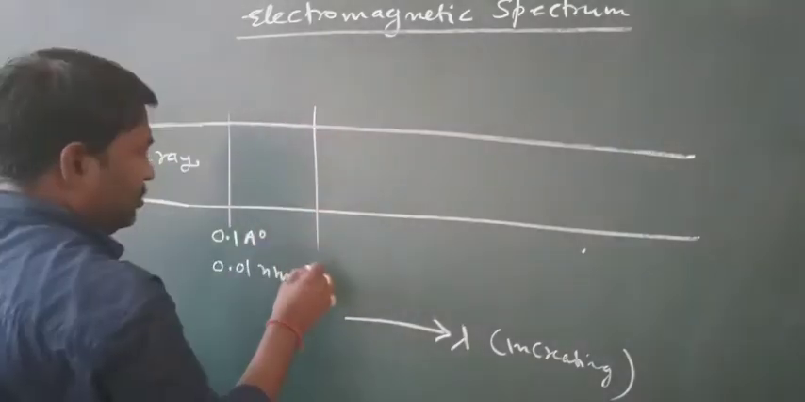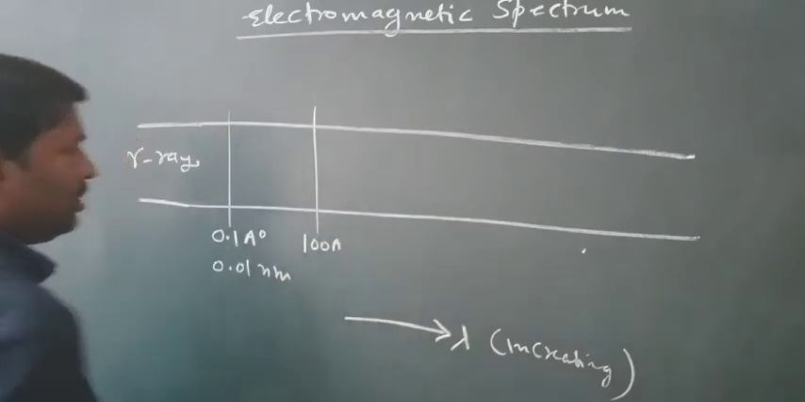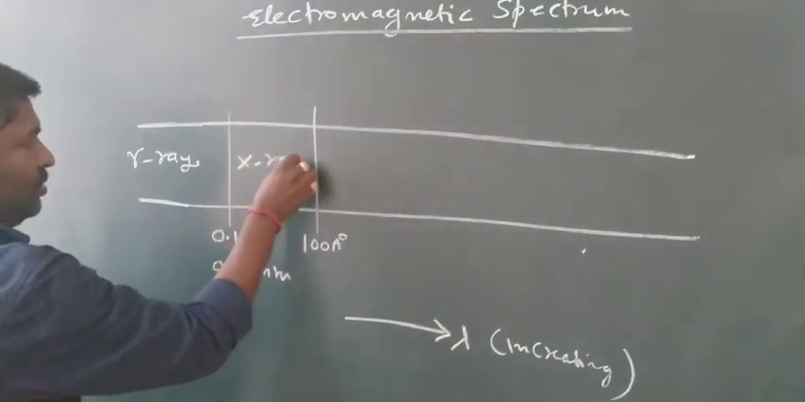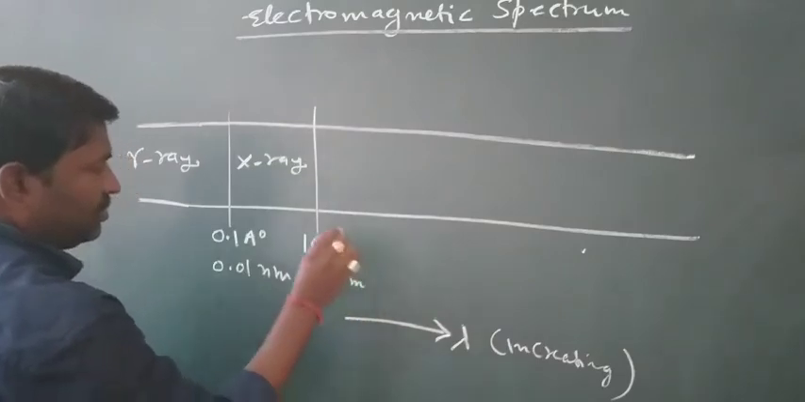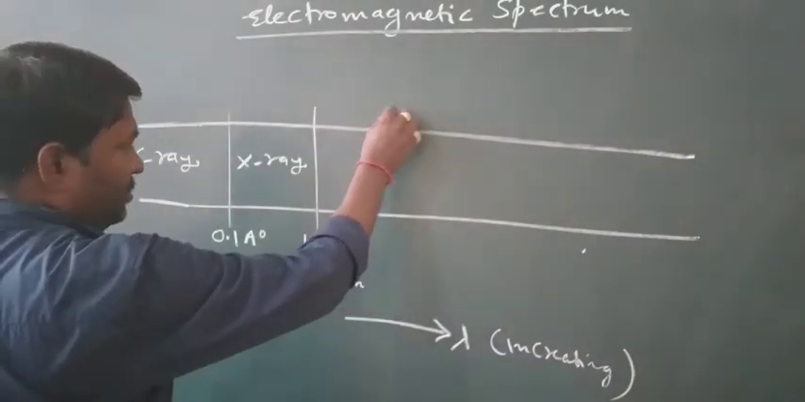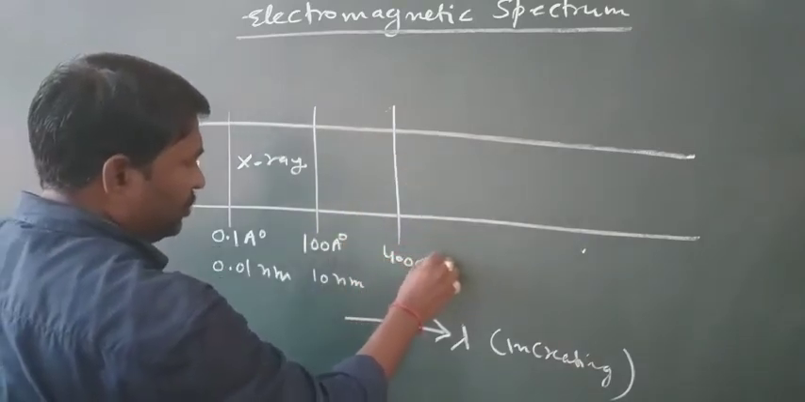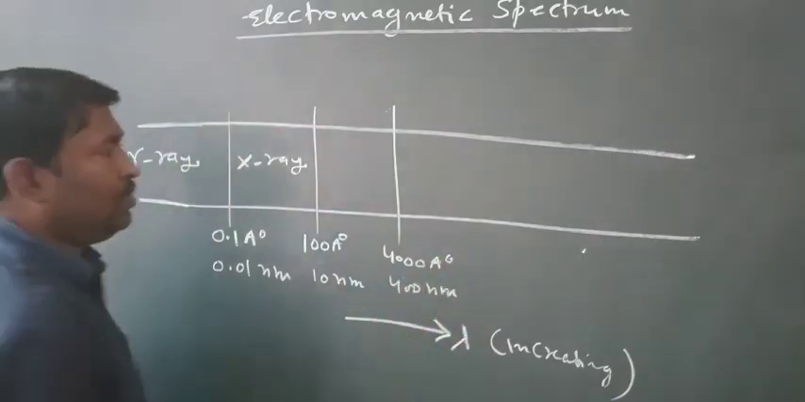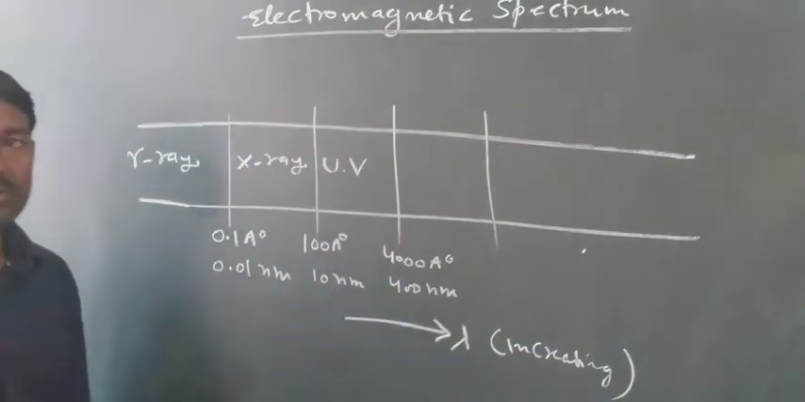And till 100 angstrom, or 10 nanometer, it is X-ray. And here, till 4000 angstrom or 400 nanometer, it is UV, ultraviolet rays.